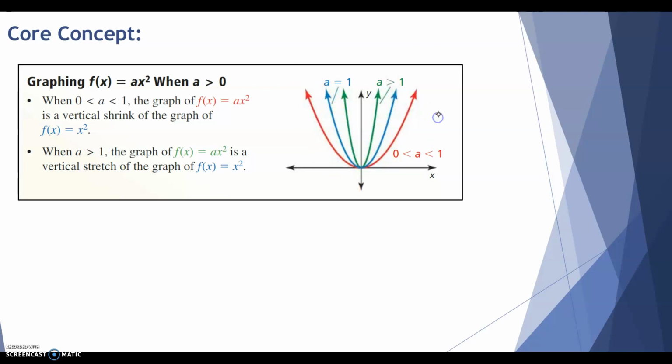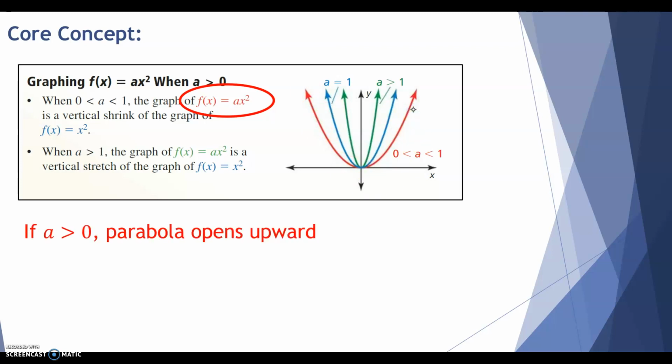But then you have this red one, which is a little bit wider, and you have the green one, which is skinnier. What it's saying is that if a is between 0 and 1, it's going to be a vertical shrink, and it's going to be this red one. So it's going to open up wider. But down here, if a is bigger than 1, then it's going to be a vertical stretch, which is the green one. Also notice all of these are going up.